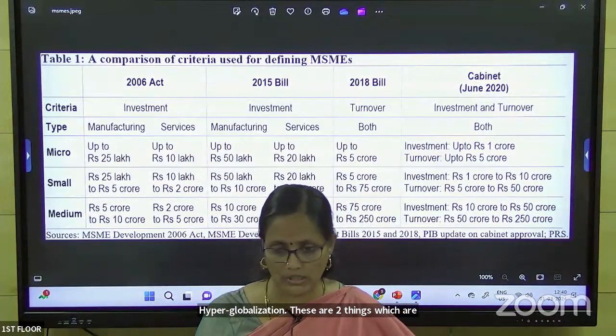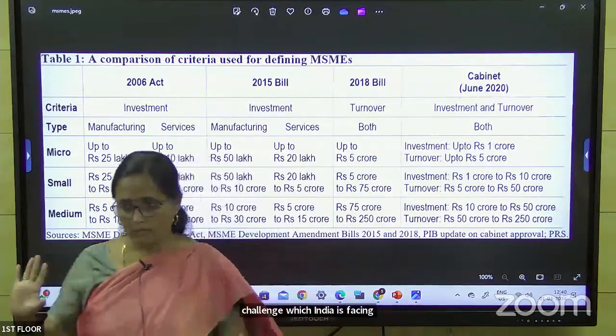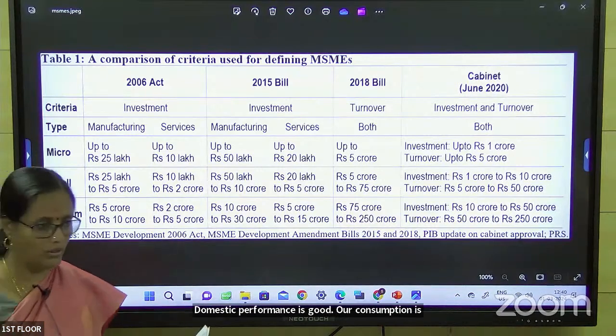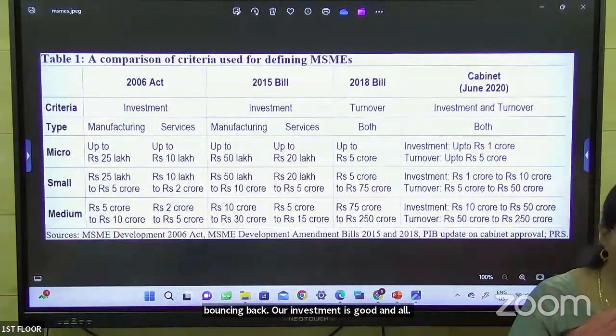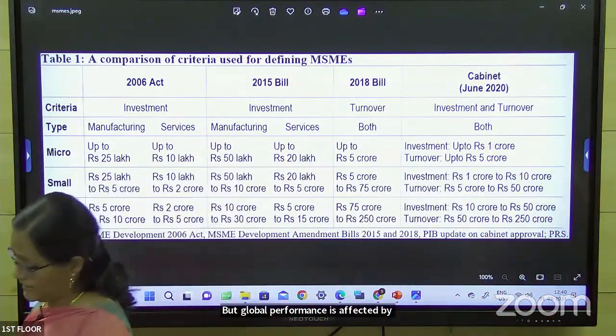So this is the first challenge which India is facing. Our domestic performance is good, our consumption is bouncing back, our investment is good and all. But global performance is affected by geo-economic fragmentation and slowdown of hyper-globalization.